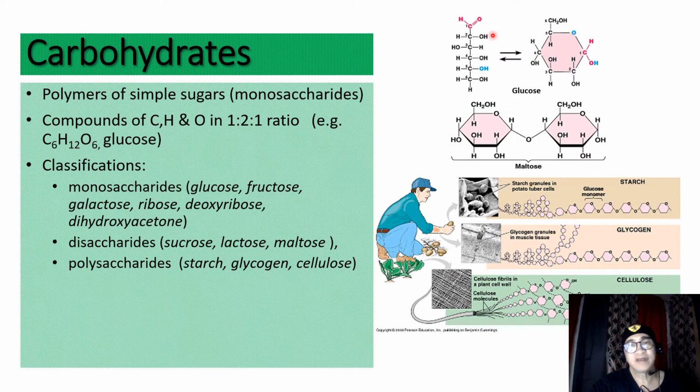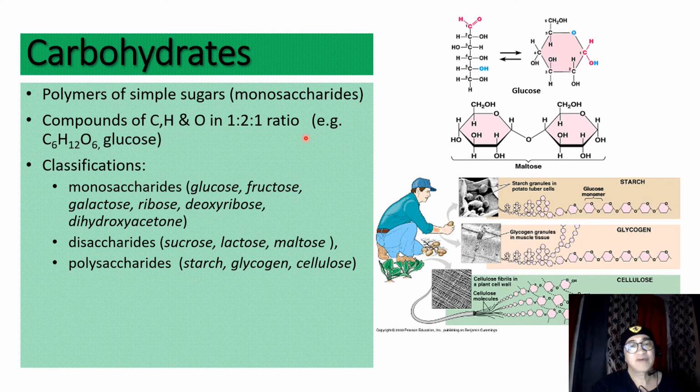Let's start with carbohydrates. Carbohydrates are polymers of simple sugars or monosaccharides. They are compounds made up of atoms of carbon, hydrogen, and oxygen in a ratio of 1:2:1. You have a glucose unit here that's shown, which is made up of such ratio: 6 carbon atoms to 12 hydrogen atoms and 6 oxygen atoms. C6H12O6 as the formula denotes.